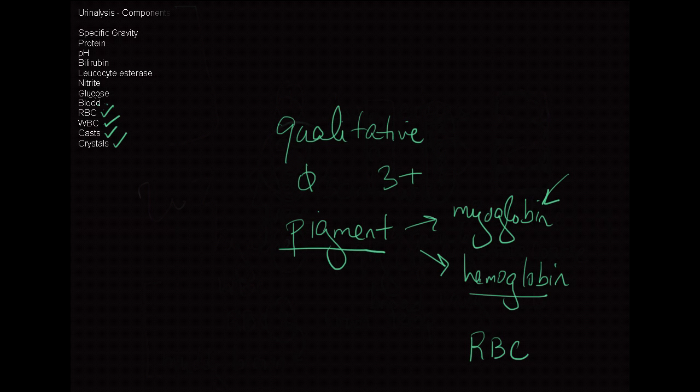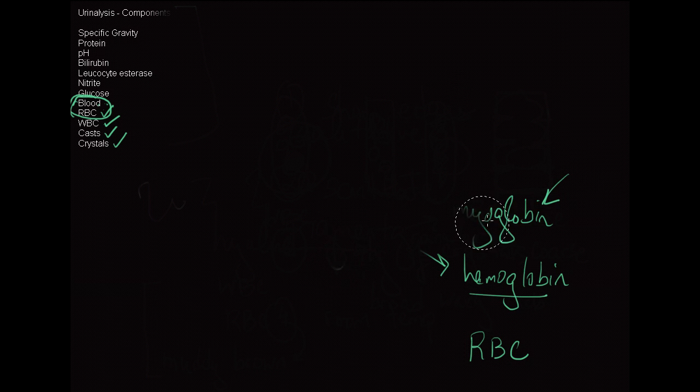So blood and red blood cells should be grouped together. You should never look at these in isolation. You should certainly not look at blood in isolation, because you can be easily fooled into thinking you have hemoglobin when there's another pigment.